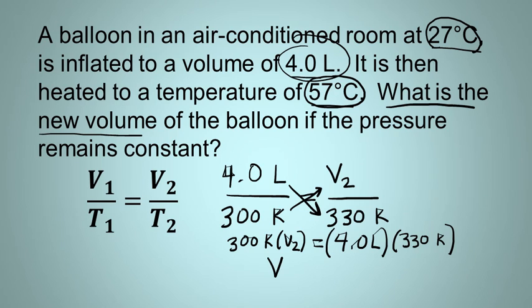And my answer, when I plug that into my calculator, is that V2 equals about 4.4 liters. And so hopefully you get an answer that's very close to that when you solve this problem as well, 4.4 liters. So that's how you do a problem with Charles' law.